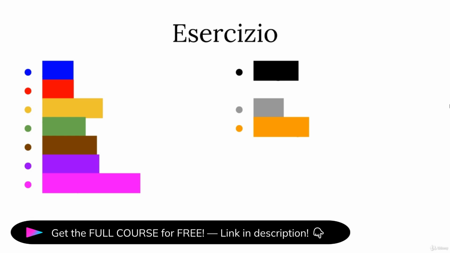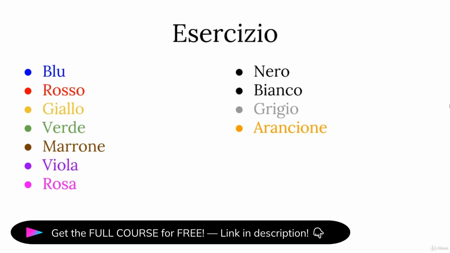And here are the solutions. So how did you do? I'm going to read all the colors, okay? One more time. Blu, rosso, giallo, verde, marrone, viola, rosa, nero, bianco, grigio, and finally arancione. So how did you do? Did you make any mistakes? If yes, try this exercise one more time, okay?